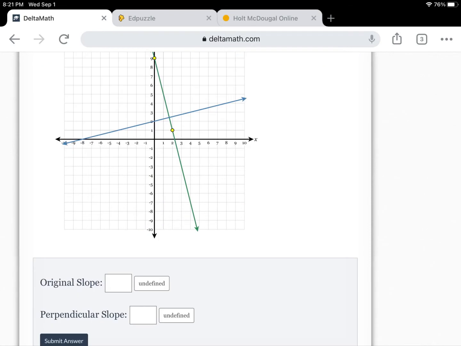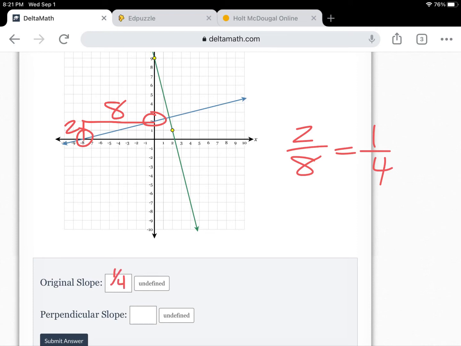Now, the rule for perpendicular, their slopes are opposite reciprocals. Okay, what does all that mean? So again, let's find a couple points and find the slope. So here's my original. So rise, I go up 2. My run, I go over 8. So up 2 over 8, and that is 1/4. So the original is 1/4.